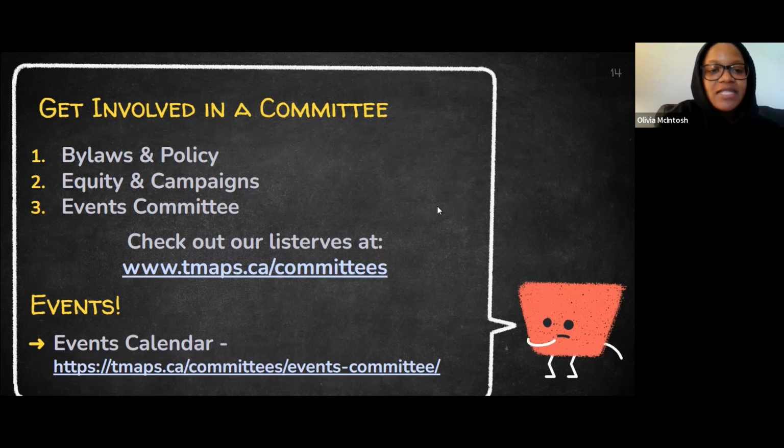The second is the Equity and Campaigns Committee. If you're interested in getting actively involved in campaigning and lobbying the university, then this is the committee for you. One of our largest campaigns is the Education for All, which we are actively working on along with the CFS. It is also a great opportunity to learn to write lobby documents, proposals to the university.